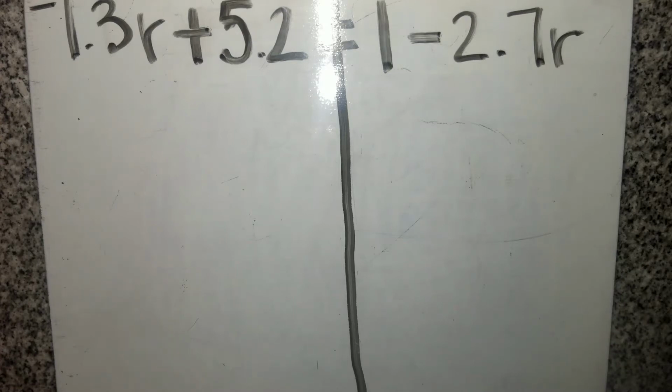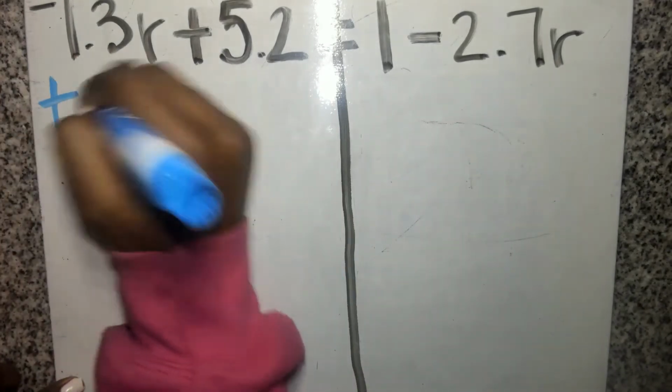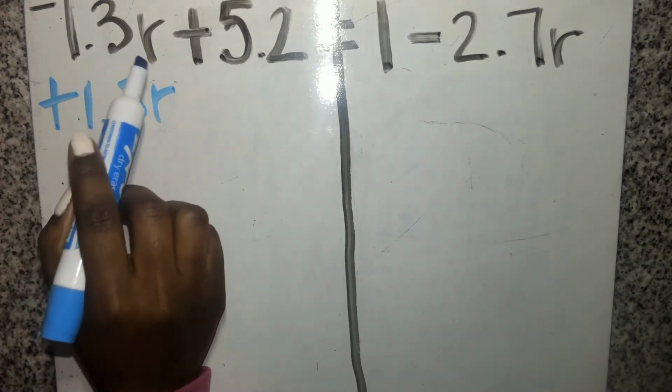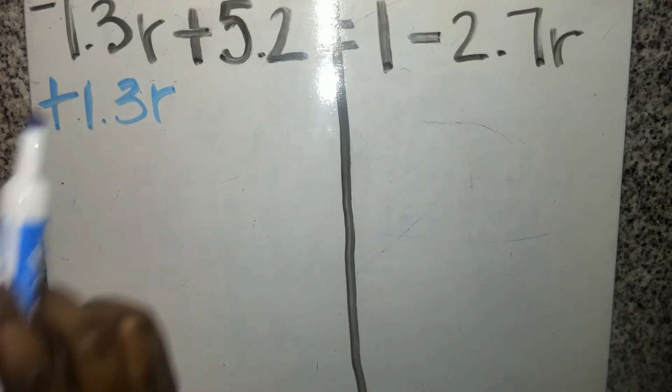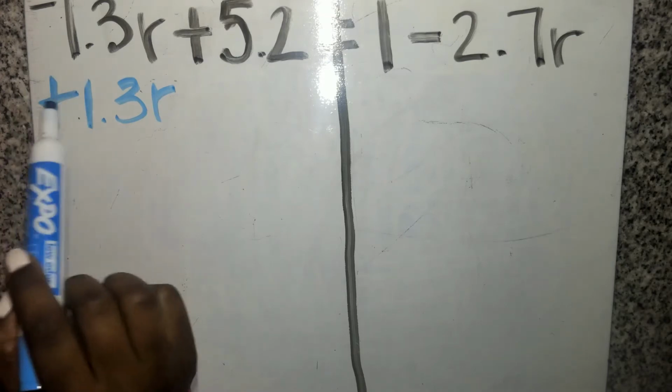Okay, so we have negative 1.3r plus 5.2 equals 1 minus 2.7r. So the first thing we're going to do is add 1.3r here, because we want to cancel out this negative 1.3r. Remember, in order to cancel out, you have to do the opposite operation. So since this is negative, we're going to add. So these two things are going to cross out.